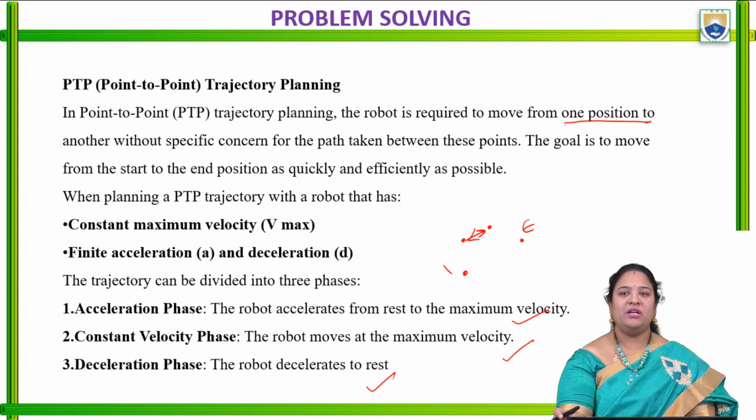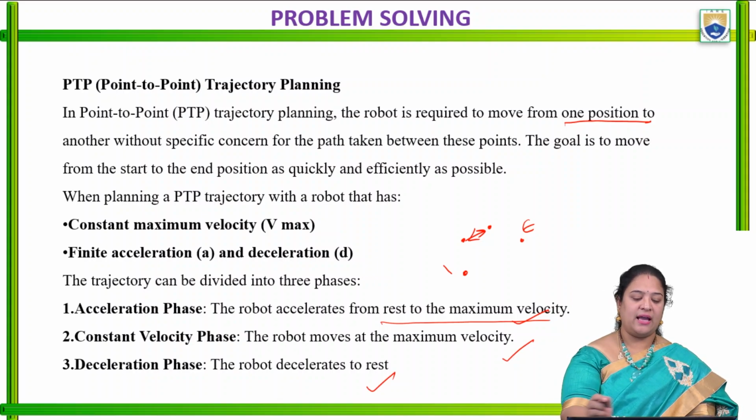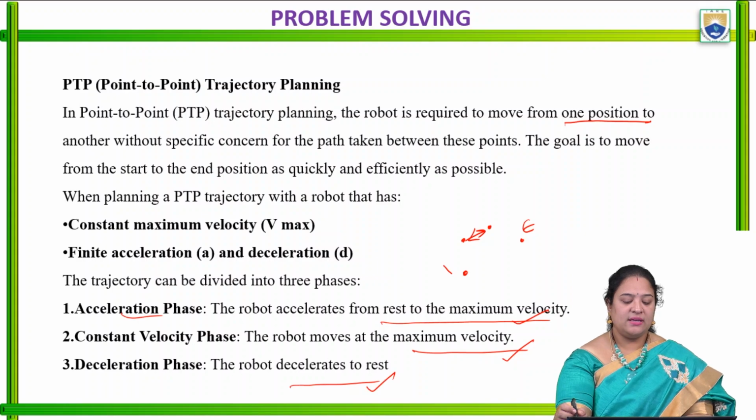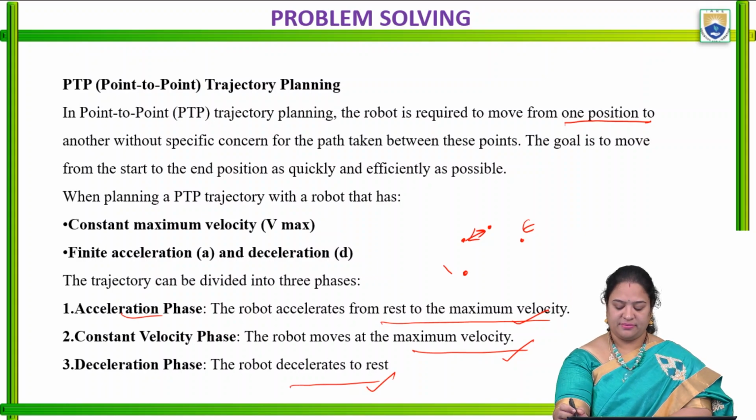Right? So what do we mean by acceleration phase? When the robot accelerates from rest to the maximum velocity, that is known as the acceleration phase. When the robot moves at the maximum velocity, that is known as the constant velocity phase. When the robot decelerates to rest, that is known as the deceleration phase.